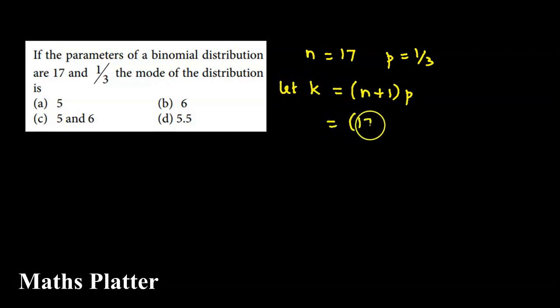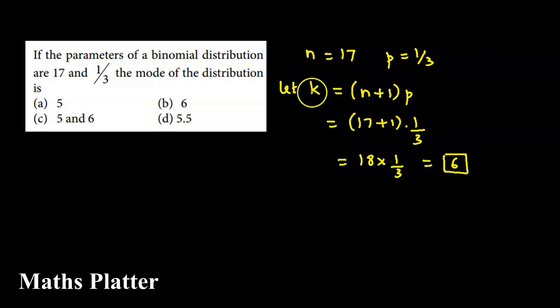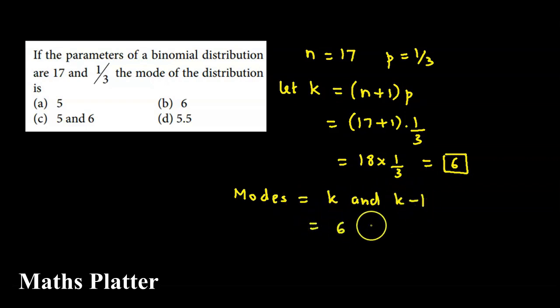अब substitute करते हैं तो 17 plus 1 into 1 by 3. तो ये हो जाएगा 18 into 1 by 3 which is equal to 6. अब k की वैल्यू एक इंटीजर है, इसलिए ये बाइमोडल डिस्ट्रीब्यूशन होगा. So modes will be k and k minus 1, यानी कि 6 and 6 minus 1 that is 5. So हमारा आंसर आता है 5 and 6 which is option C.